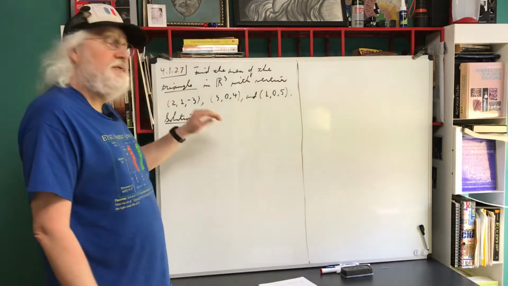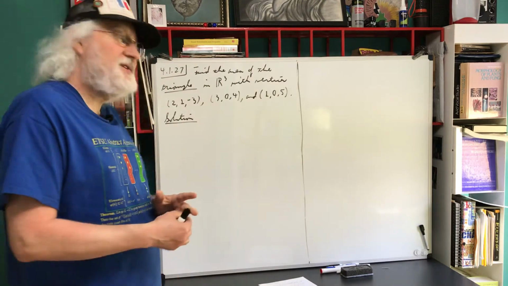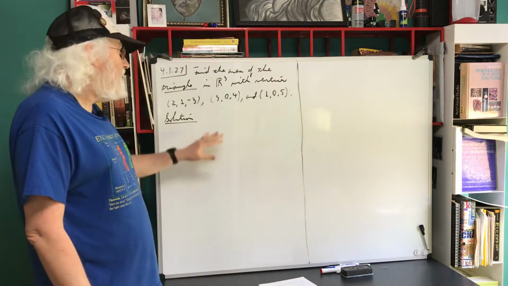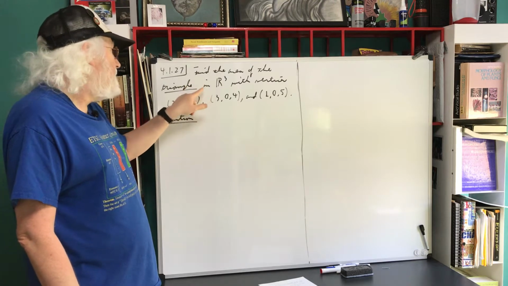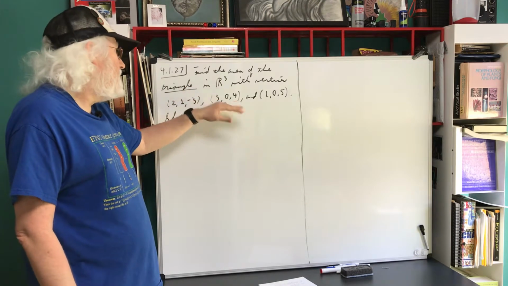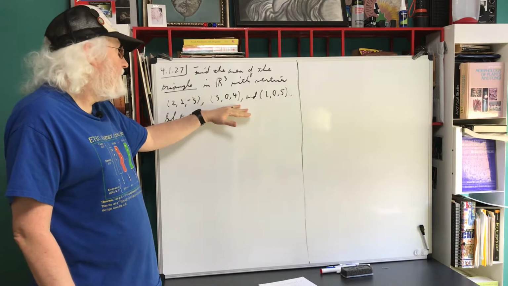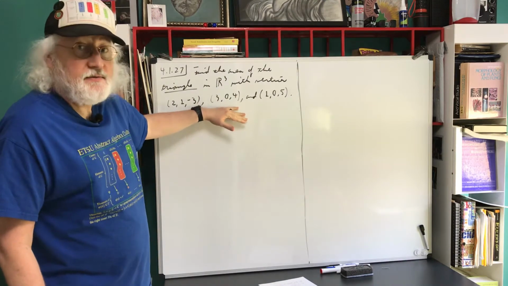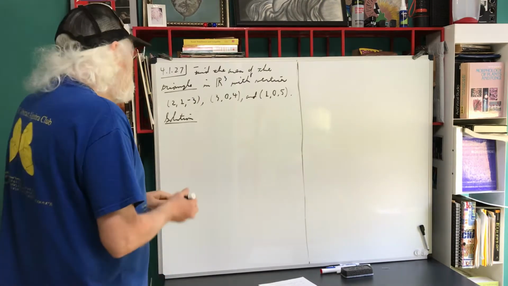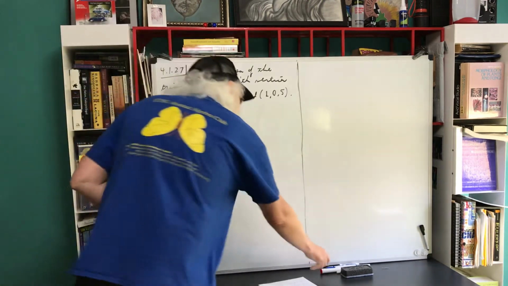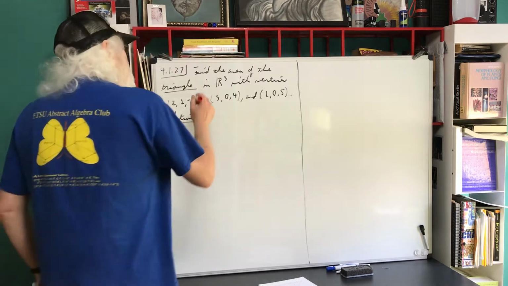Okay, the purpose of question 4.1.27 is to use cross products to find areas. The question is, find the area of the triangle in R3 with vertices as given. So the first thing we need is vectors, not points. They've given us points in R3, so let's introduce a couple of vectors.